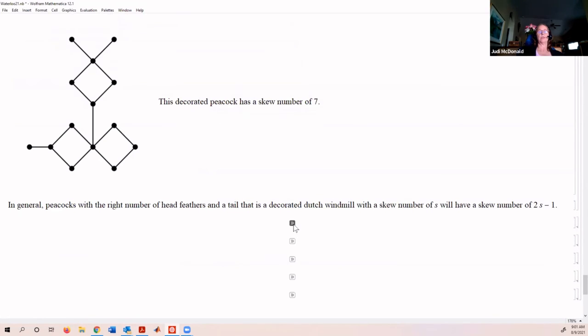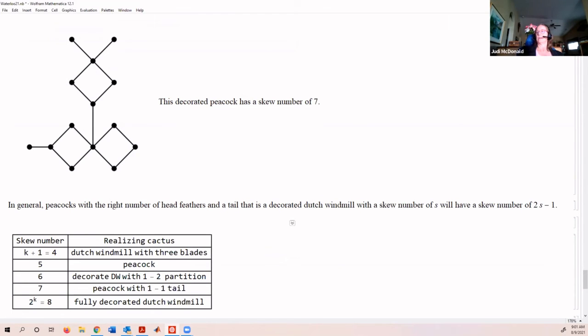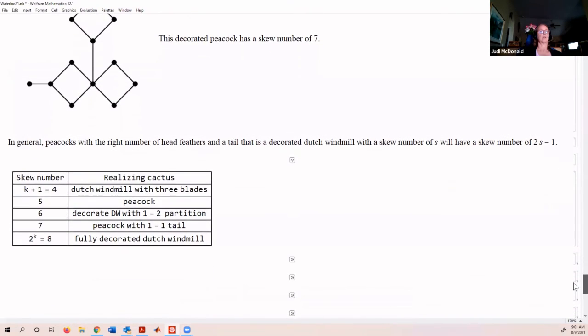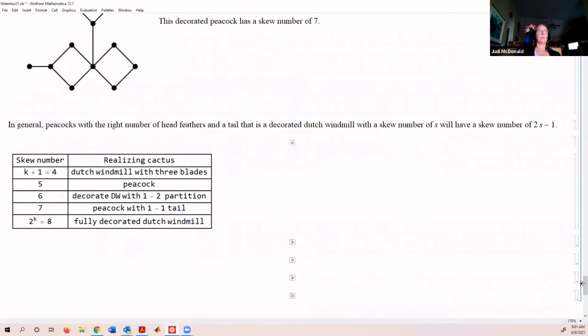So if we go back to our table with 3 even cycles, the peacock fills in 5, and the peacock with what I'll call a 1-1 tail partition fills in 7. So, our original conjecture was pretty cynical.